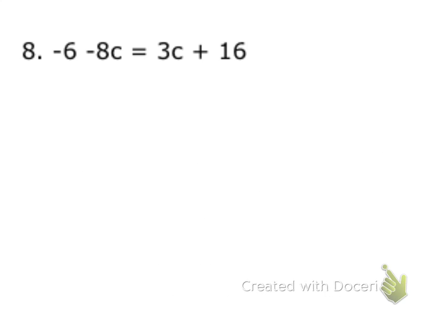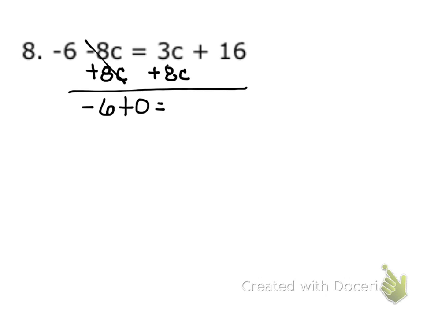Alright, last problem. I have my c's here, and this time I'm going to move my 8c first so that I can add it rather than subtracting the 3c. I'm sorry, I said a, 8c. So I'm going to add 8c to both sides. I'm going to get negative 6 plus 0 equals 11c plus 16. So if I rewrite that, negative 6 equals 11c plus 16.